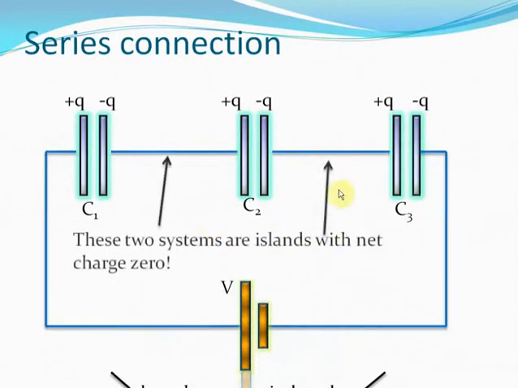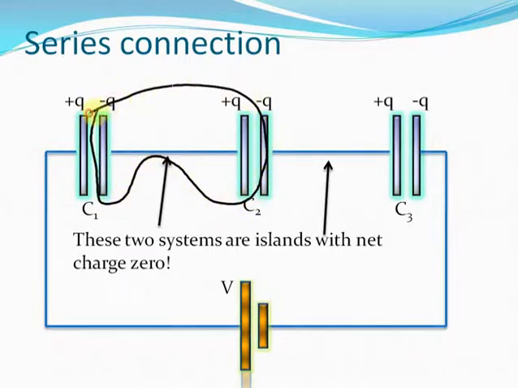You see, these two systems here are islands with net charge 0. For example, just consider this plate, this wire and this plate. Isn't that an isolated island? It's not connected to any other circuit. It's absolutely isolated, like there's air on each side of this circuit, isn't it? Similarly, this part of the circuit, isn't it an island? It's not connected to any other part of the circuit. There's this plate and this wire, that's it.